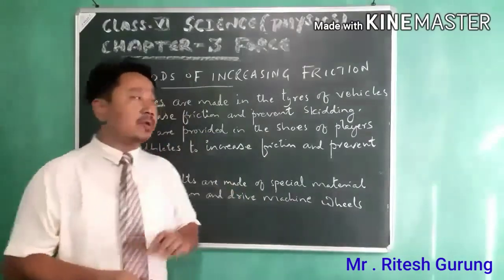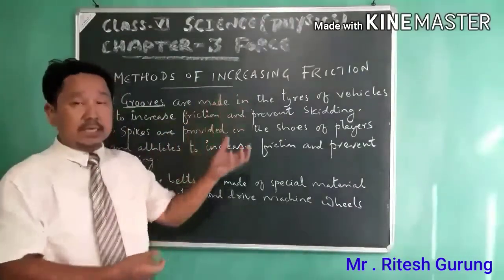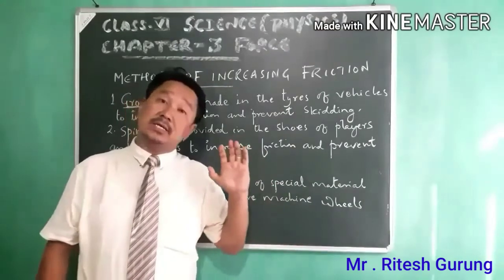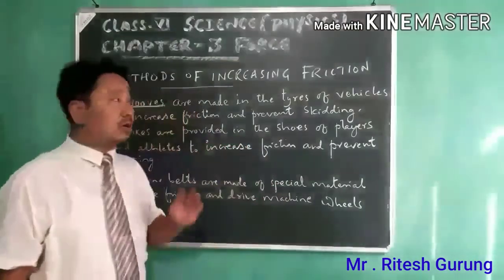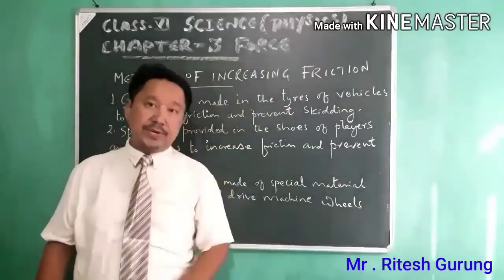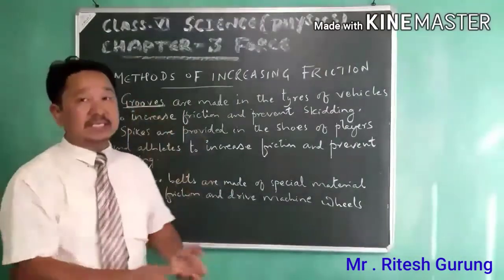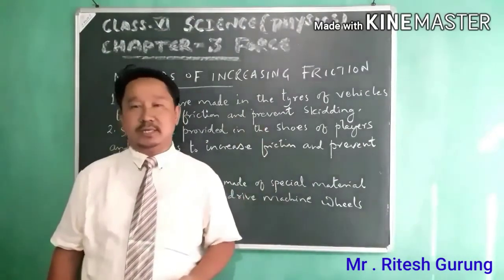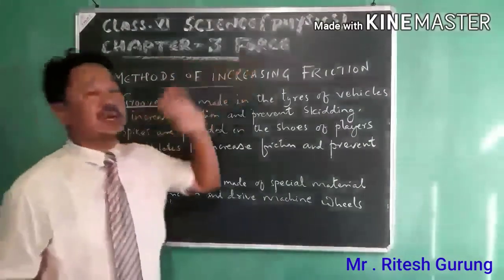So accordingly we have got the methods. Wherever we need it, there we can increase it, and wherever we don't need it, we can decrease it. So there are methods for both the purposes. Here particularly we'll talk about methods of increasing friction and methods of decreasing friction. That way we can make use of this science in our day-to-day life. First we'll talk about methods of increasing friction.